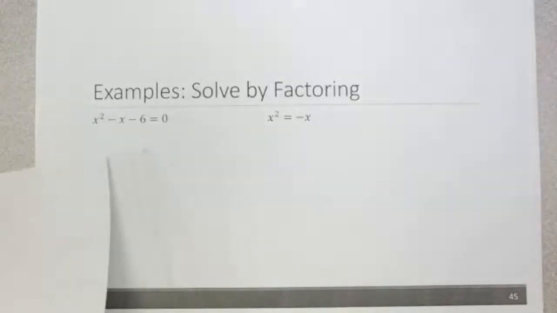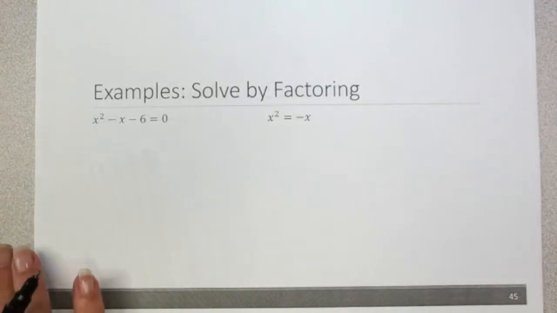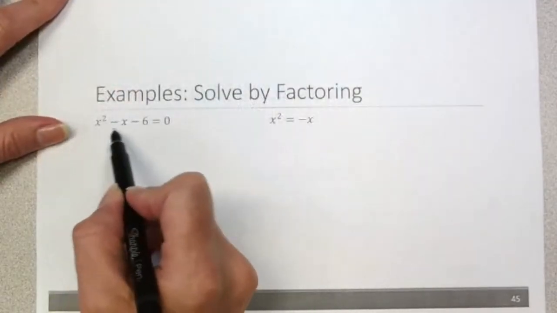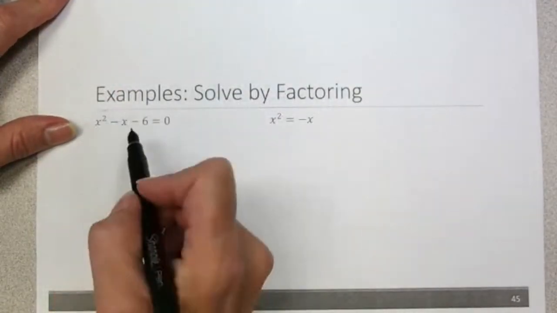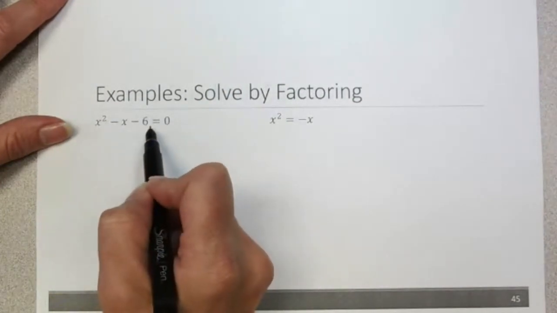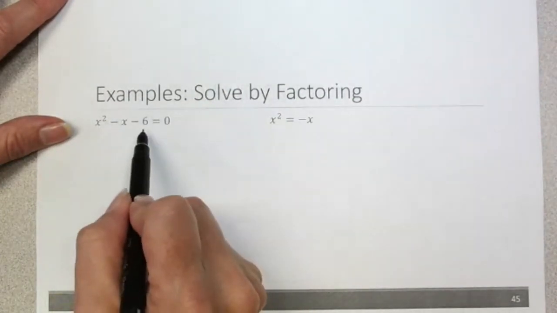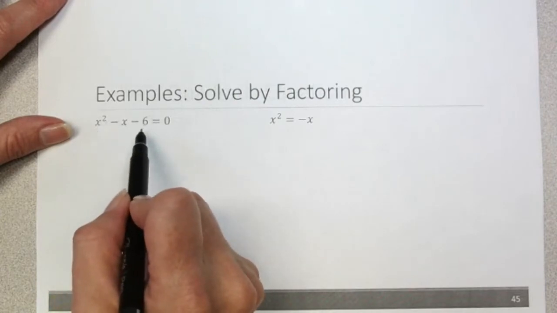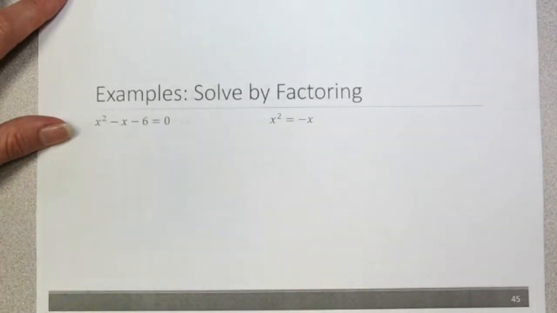Let's look at some examples of solving quadratic equations by factoring. In this first quadratic equation, it's already set equal to 0. That's very nice. So to solve this, what we want to do is factor this trinomial, and then we'll use the zero product principle to solve for x.